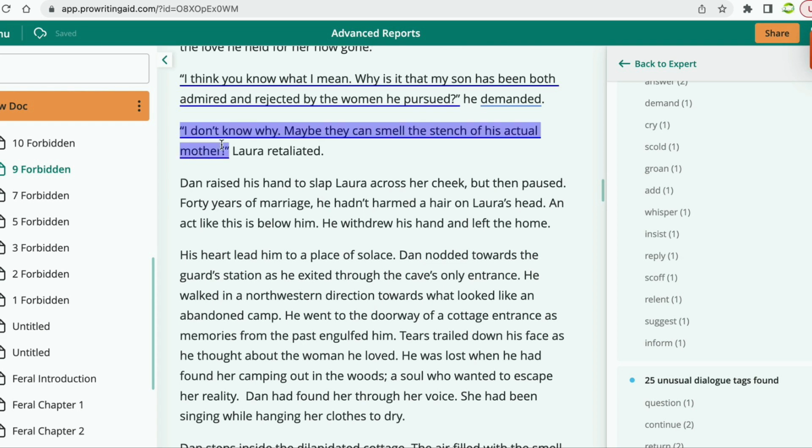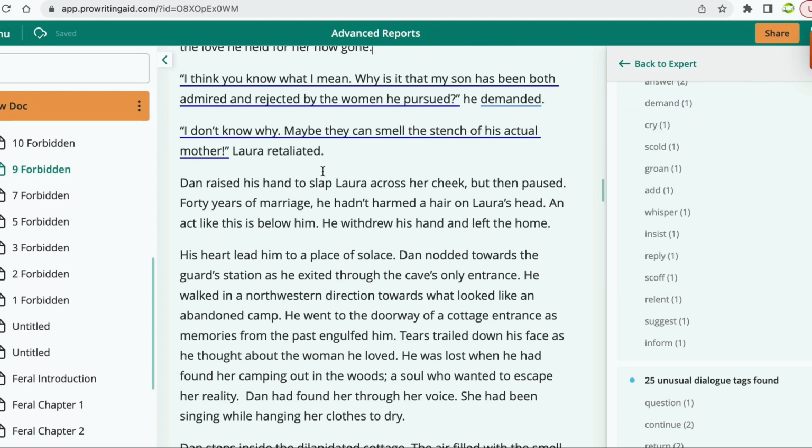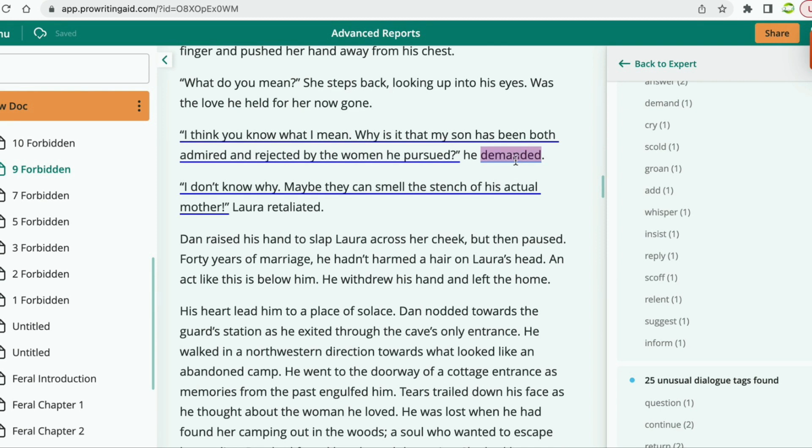Okay, so I don't know how. Maybe they can smell the stench of his actual mother. Oh, woo. Say how you really feel. Oh, I missed another one. I missed it. Okay. I think you know what I mean.